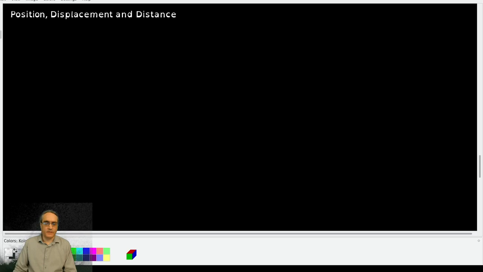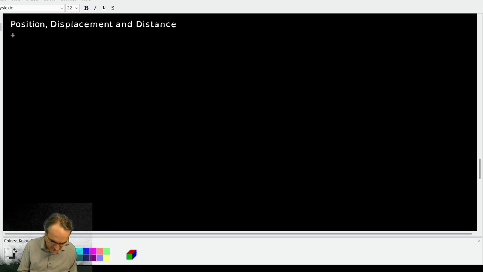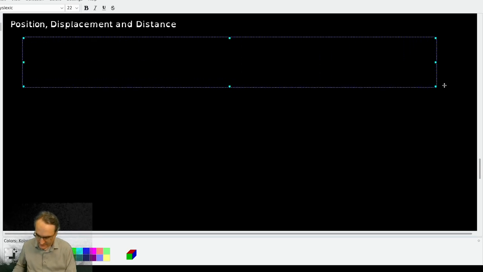Okay, position, displacement, and distance. It occurs to me the reason why I frequently say okay at the beginning is I'm checking to make sure it actually is recording. All right, we need to define position, displacement, and distance.